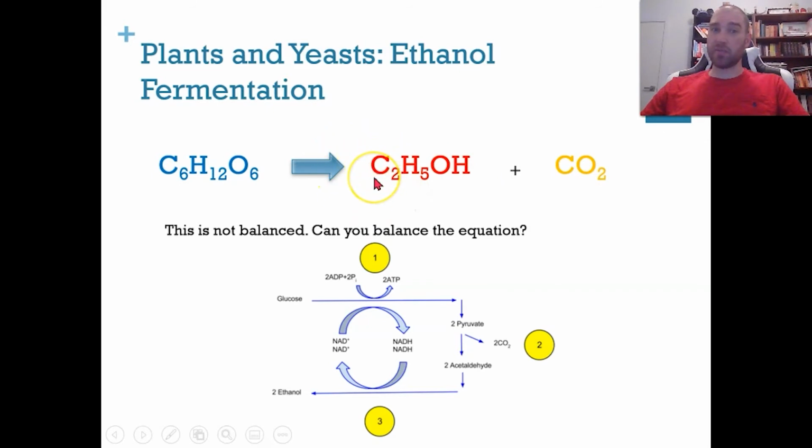We need to put a big 2 out the front here. And then if we look at oxygens, we've got 6 oxygens on this side. If we double this, we'd have 2, and over here we would have only 2, so that makes 4, so that means we need to have 2 of these. So if we balance it, we're going to put a 2 in front of both the ethanol and the carbon dioxide.